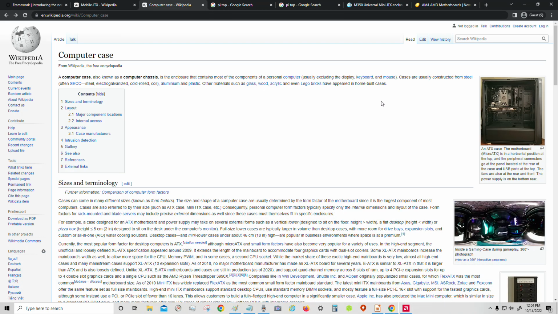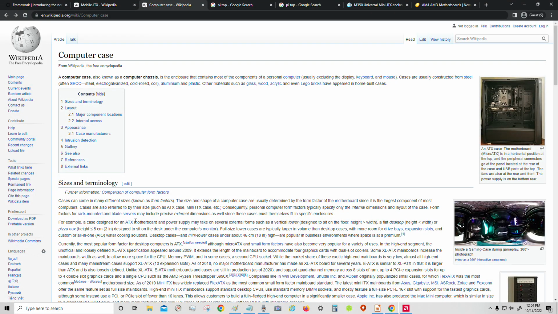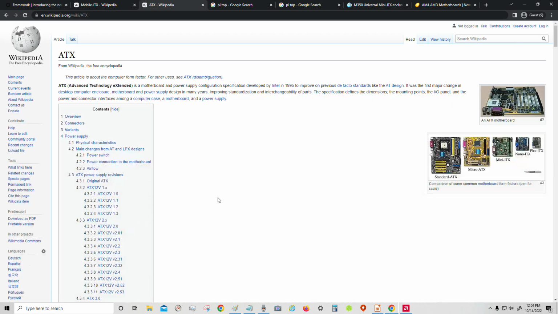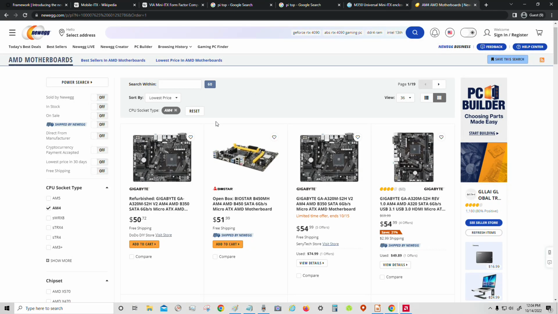So computers have standard cases. One of them is called the ATX form factor. It's the most common type of motherboard size. There are some pretty large ones, and you'll also see ones that are like micro ATX, mini ITX. Usually you don't see many that are like nano ITX or pico ITX, but if you go on something like Newegg and you want to look for motherboards, you can actually find some motherboards for like $50.